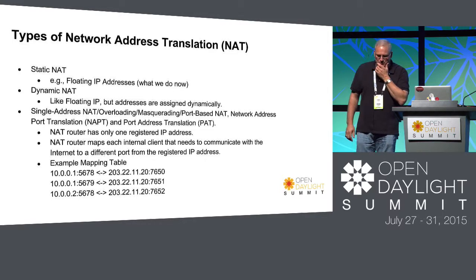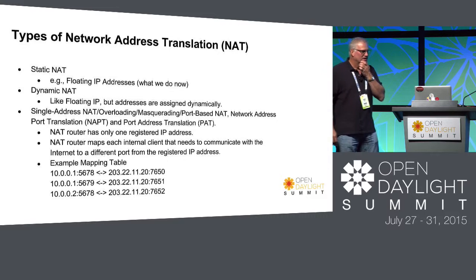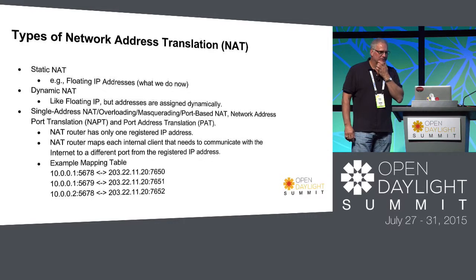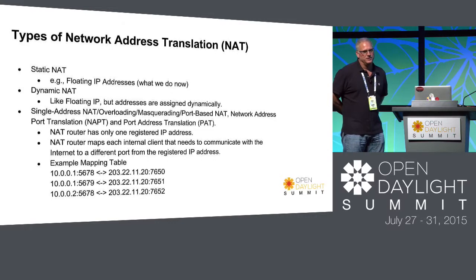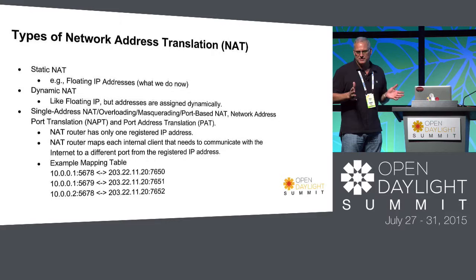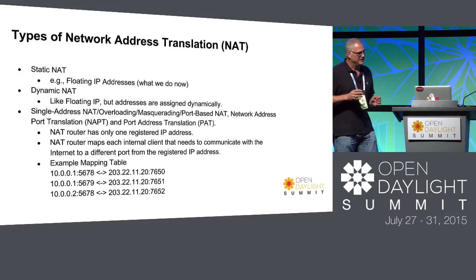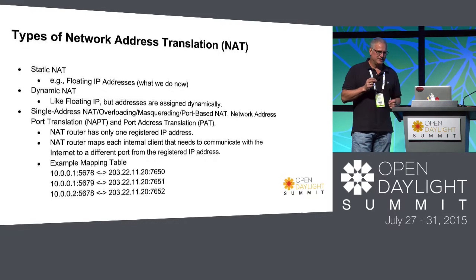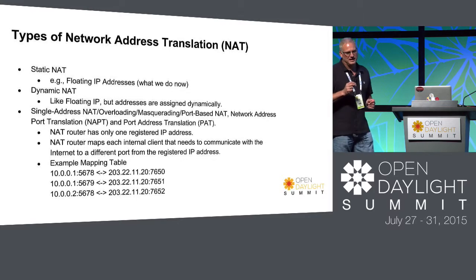So there are a few issues this brings up for us with the floating IPs. It's a one-to-one mapping, so we know it's static and we know ahead of time, so we can pre-program the flows to do that. So that's great. The second thing is every internal address has a different external address.